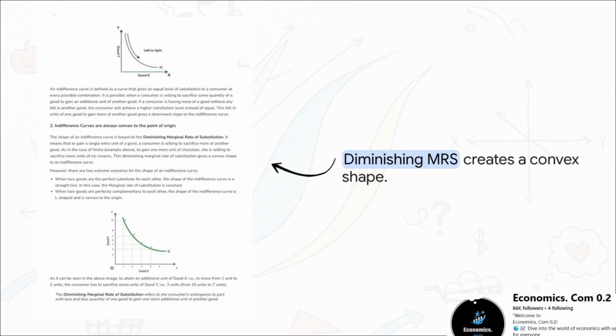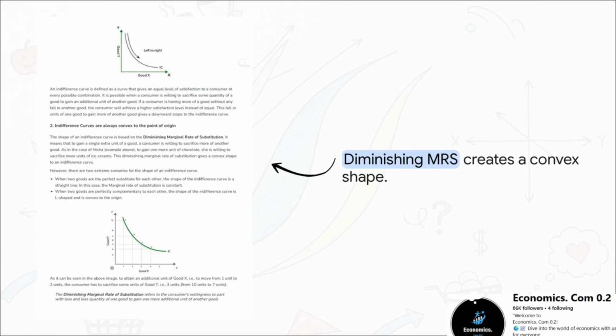Because Nietzsche was willing to give up fewer and fewer ice creams for each additional chocolate, we see what economists call a diminishing marginal rate of substitution. Basically, as you get more and more of good X, its relative value to you drops. You're just not willing to sacrifice as much good Y to get it anymore. This diminishing MRS is exactly why the indifference curve is convex to the origin.